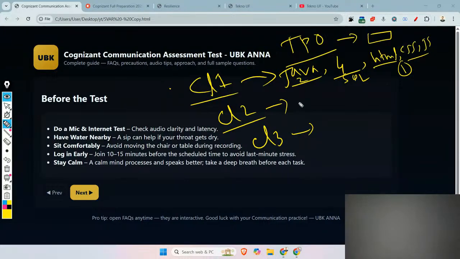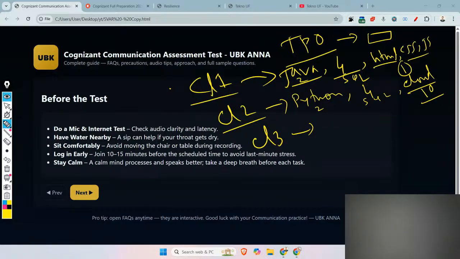For cluster 2, Python coding questions will be there. Two Python coding questions, and four SQL questions. SQL will be common for all. And then the third part will be cloud computing questions. There will be a total of 10 cloud computing MCQ questions.